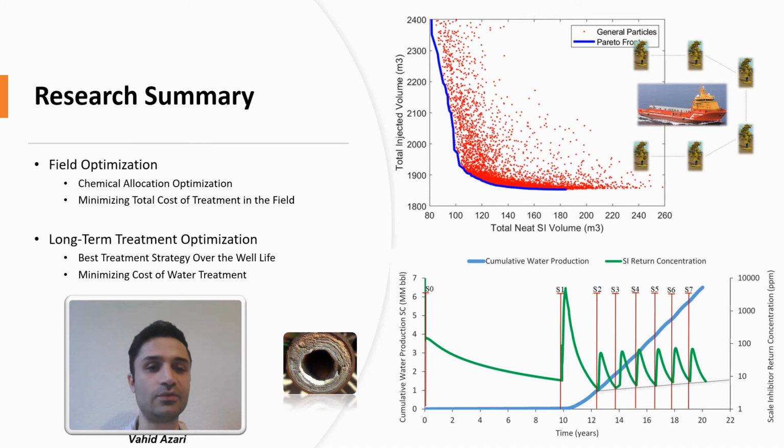Or at the bottom, we can see that for a single well, it has to be produced for a couple of years and the produced water should be treated during that period. So what's the optimum frequency for well intervention for the purpose of squeeze treatment and injecting the chemical, and how much chemical should be injected in each operation?